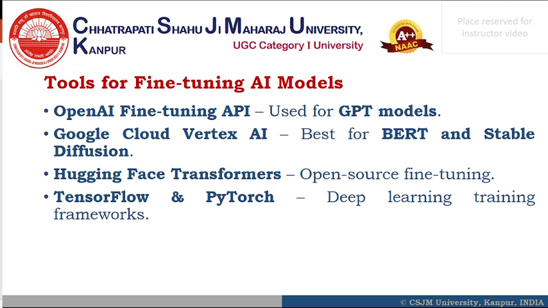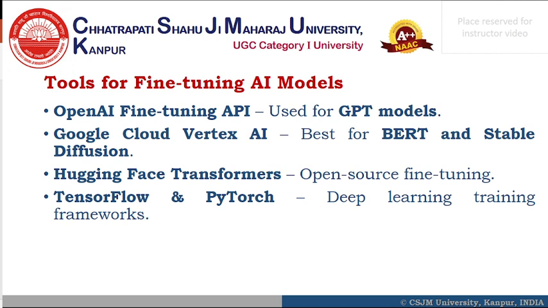In this section, we will explore the key tools businesses use to fine tune AI models. These platforms and frameworks help customize GPT, BERT, and Stable Diffusion for industry specific applications. Fine tuning AI requires specialized tools to handle data processing, model training, and deployment. The choice of tools depends on the AI model, industry needs, and available resources. So, let's take a look at the most widely used platforms.